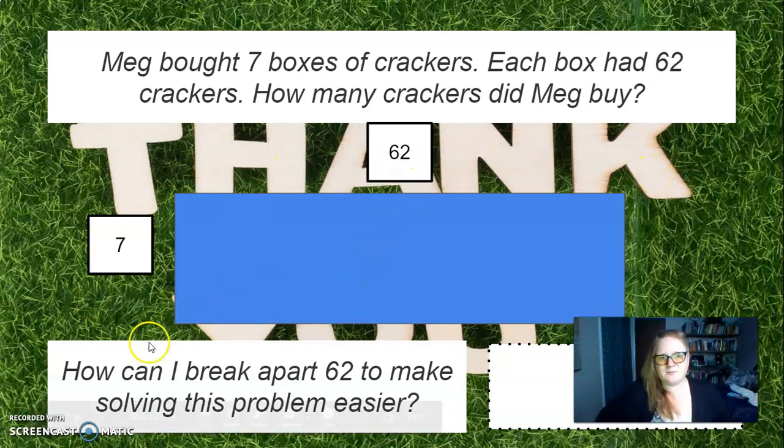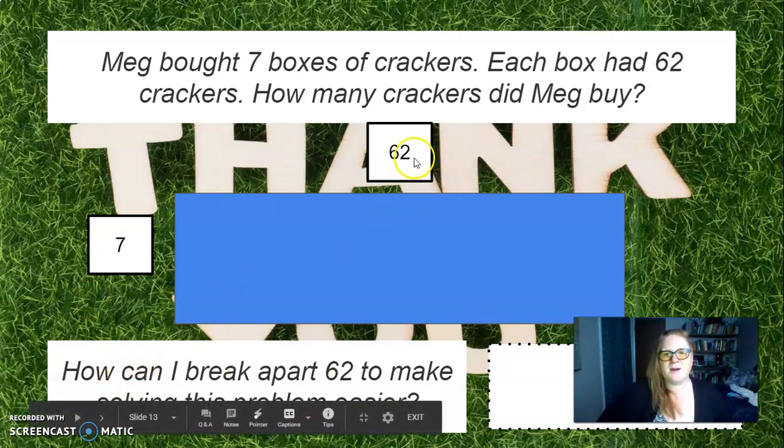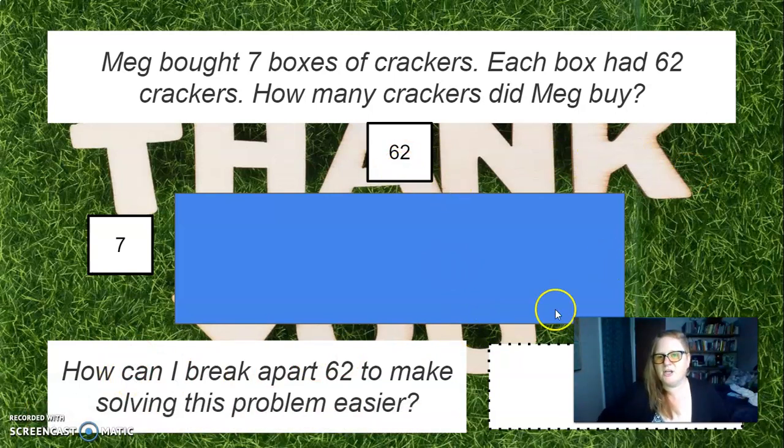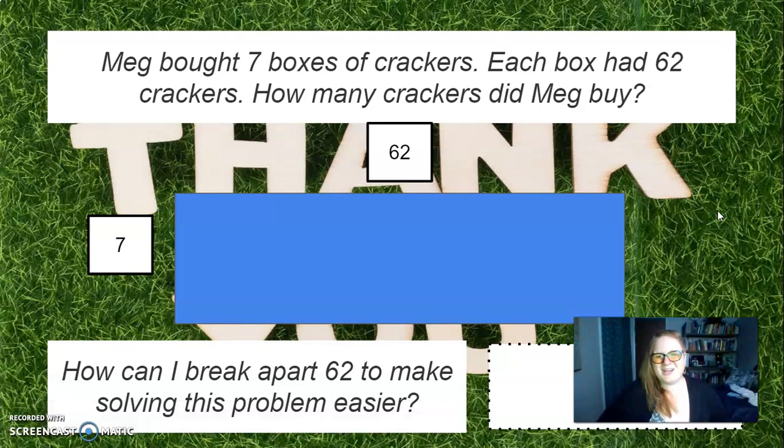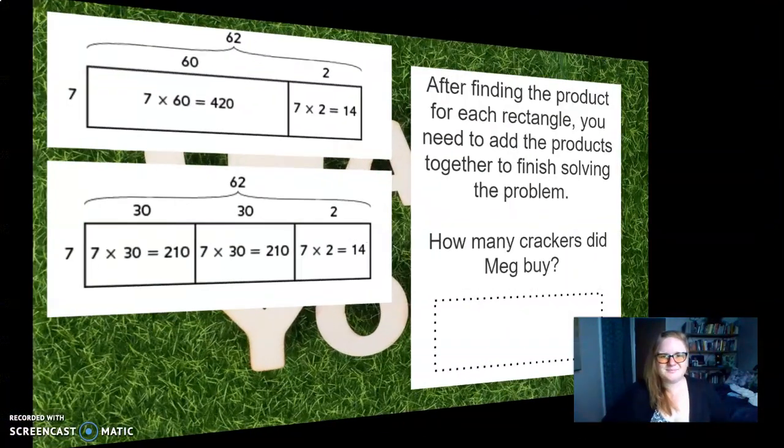So what we're going to do is we need to know, how can I break apart 62 to make solving this problem easier? You tell me, how would you break apart 62? Oh, and do that before you move on. So pause, complete this, and then move on in 5, 4, 3, 2, 1.